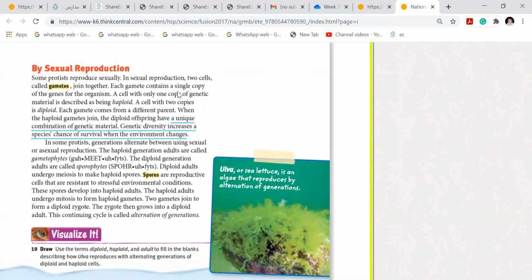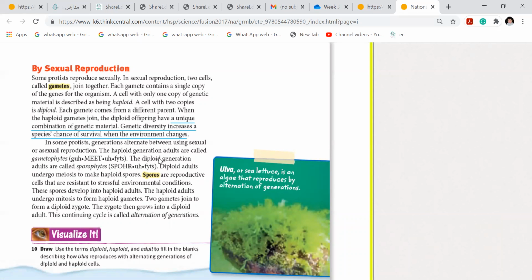Each gamete contains a single copy of the genes for the organism, one from the male and one from the female. A cell with only one copy of genetic material is described as haploid. If they have two copies of genetic material, they are called diploid. When the haploid gametes join, the diploid offspring have a unique combination of genetic material. This increases a species' chance of survival when the environment changes.